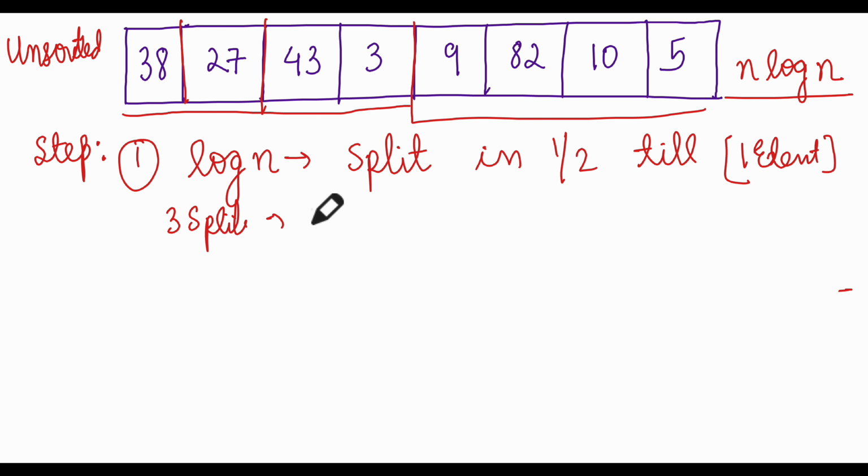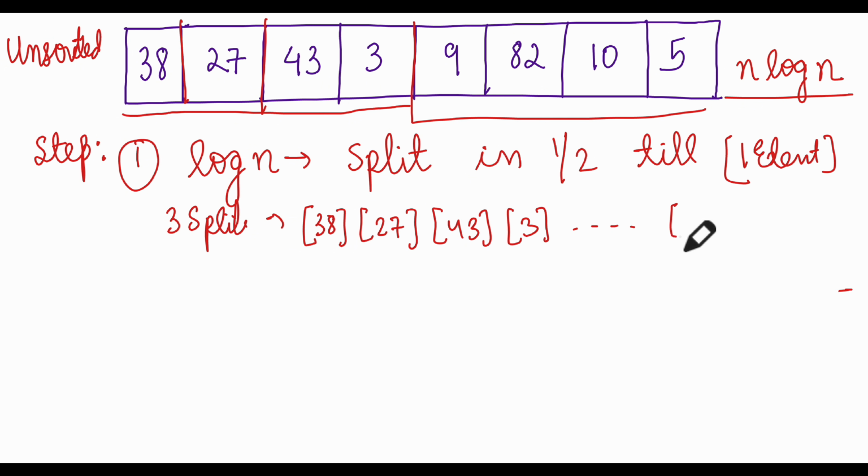So you will be having something like 38, 27, 43, 3, and so on up to 5. So you'll break it into 8 lists, or you can say n lists, depending upon the size of your data set. You will break it into n lists. Each list will be having one element each, okay. And this is the log n part of this particular algorithm.